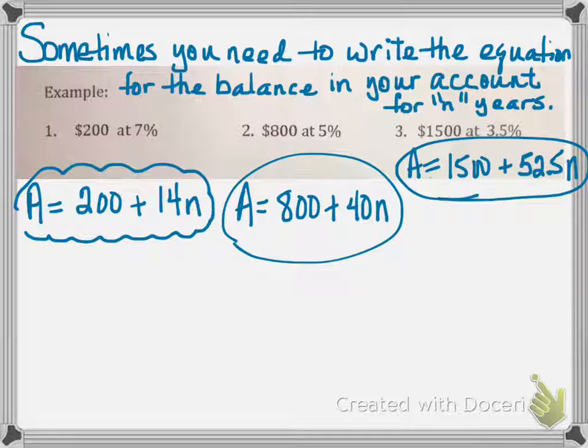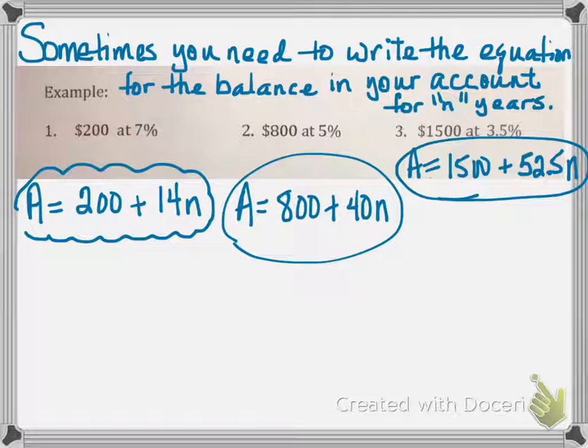So sometimes you need to write the equation for the balance in your account for N number of years. And that way, if there's something that you're really saving up for, you can calculate, well, how much money will I have in 10 years? Or how much money will I have in 2 years? Maybe I need to save more.